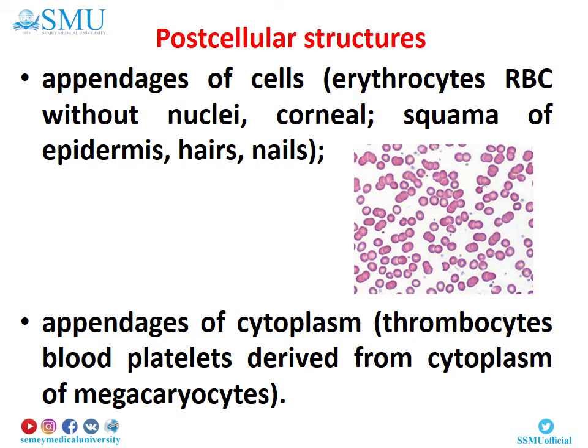Postcellular structures. These are appendages of cells, erythrocytes, RBC without nuclei, corneal cells, squama of epidermis, hairs, nails. In this slide you can see smear of blood, where a great number of RBC are visible. To postcellular structures, also appendages of cytoplasm are related. These are thrombocytes or blood platelets derived from cytoplasm of megakaryocytes.